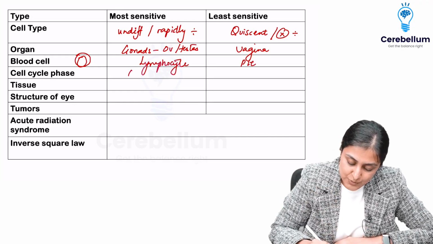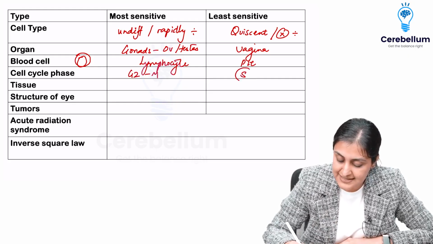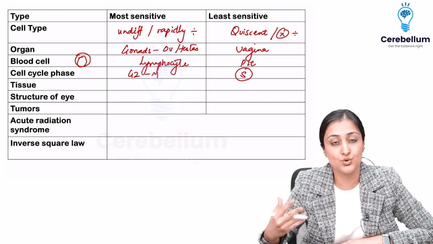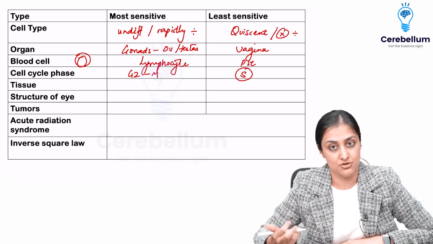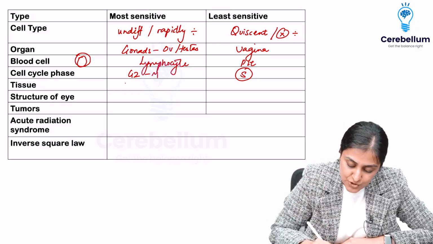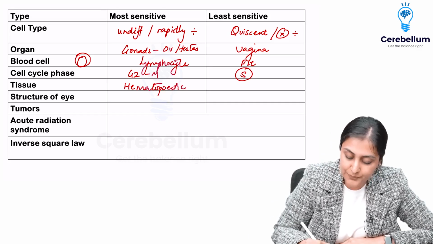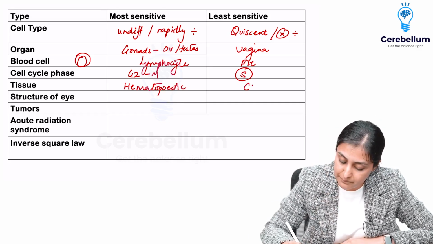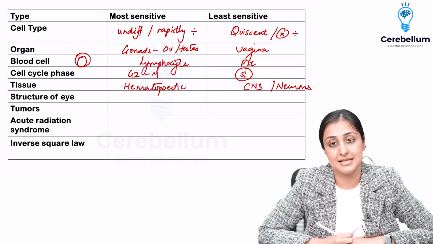The cell cycle phase which is most sensitive is G2M. Repeat question: S is least sensitive. You know, sakht in Hindi means resistant, so S is most resistant. The tissue which is most sensitive is hematopoietic tissue or bone marrow, and the least sensitive is the brain, right? So the neurons are least sensitive.